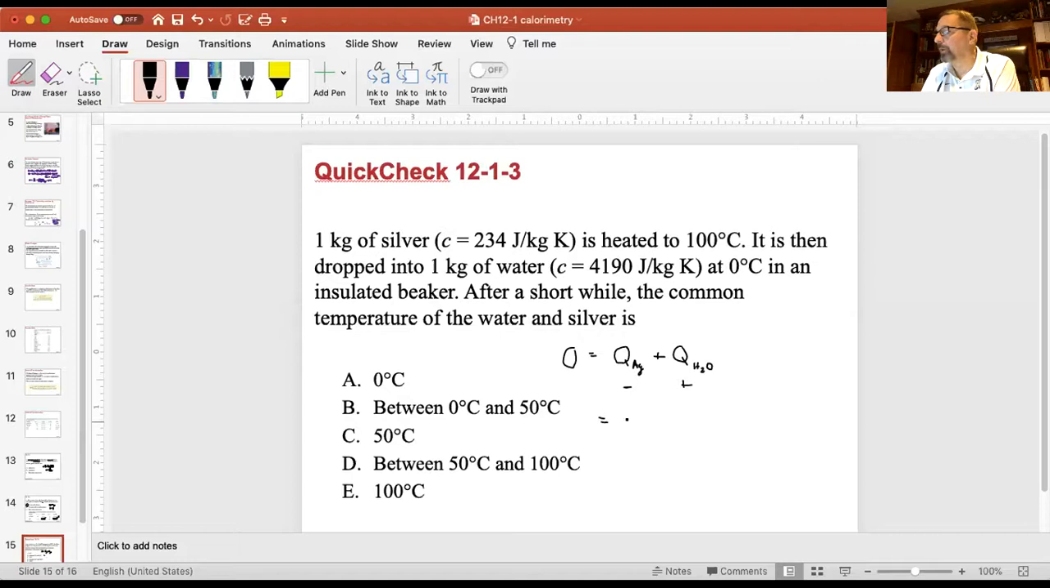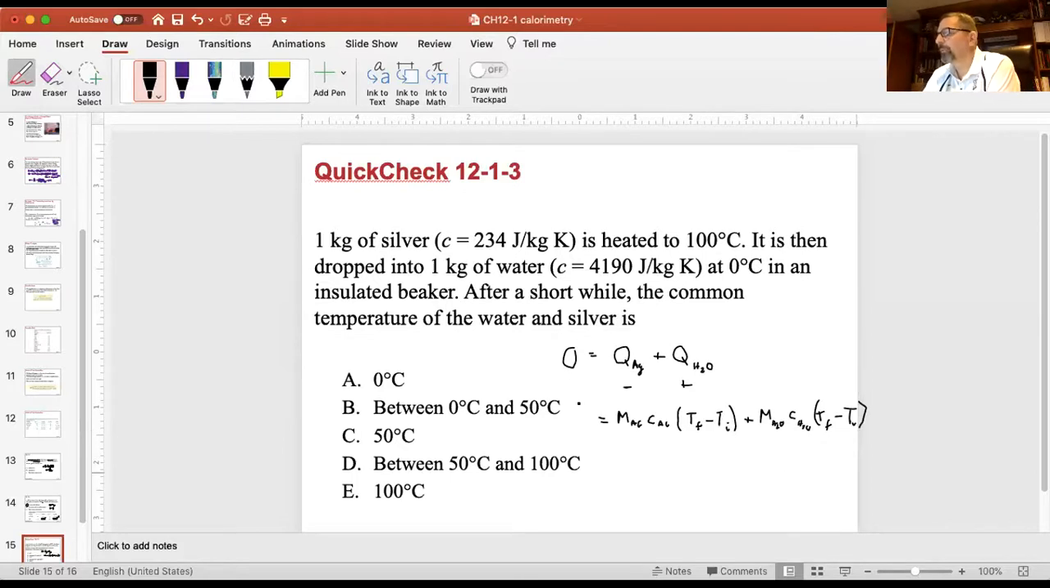If these are positive and negative, and we'll see why as I write this out, that's the mass of the silver times the specific heat of the silver, which you can see is significantly less than water, times the temperature change, and that means T final minus T initial, plus the mass of the water times the specific heat of the water times the final temperature of the water minus the initial temperature of the water.